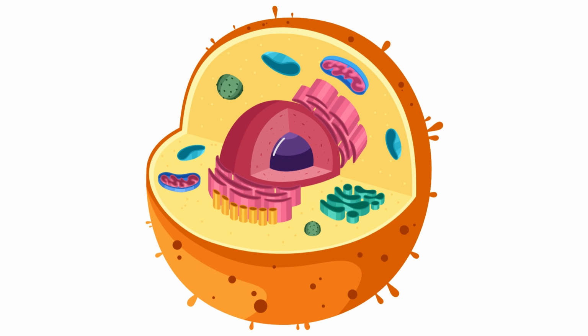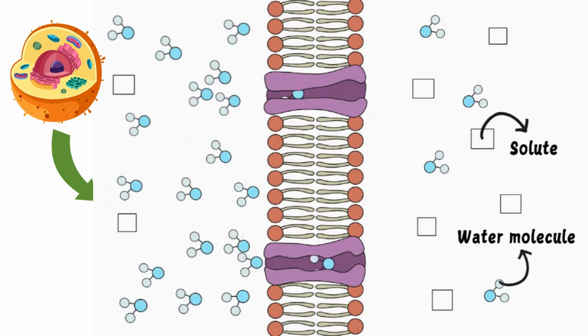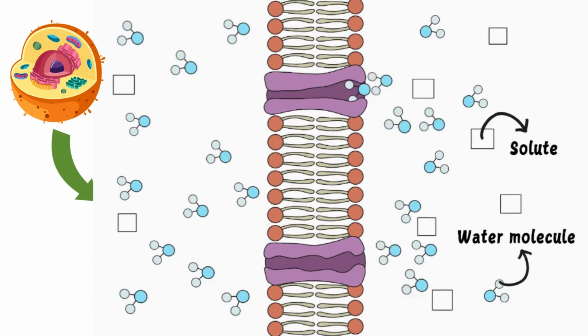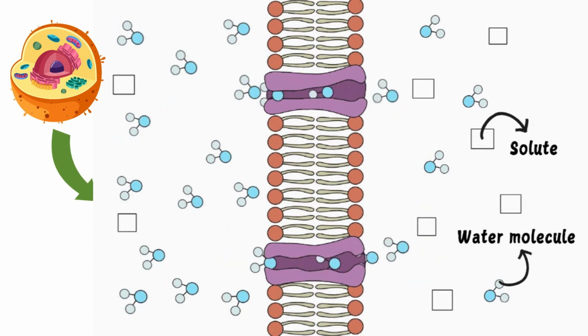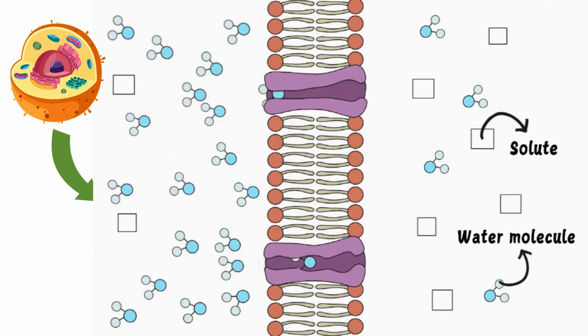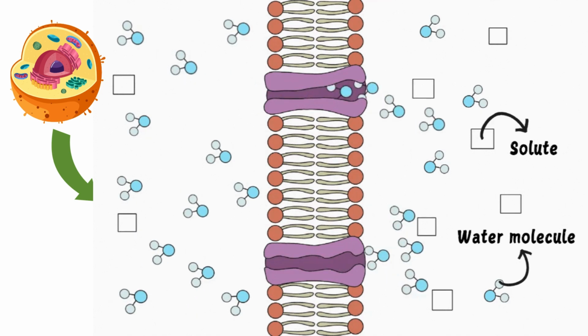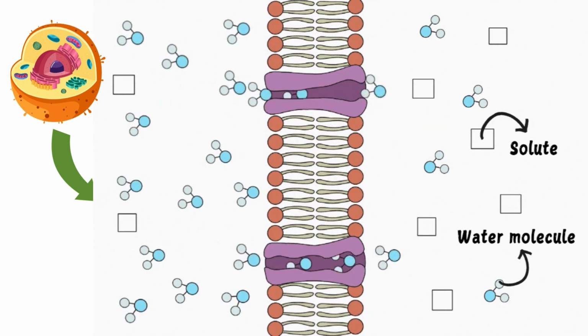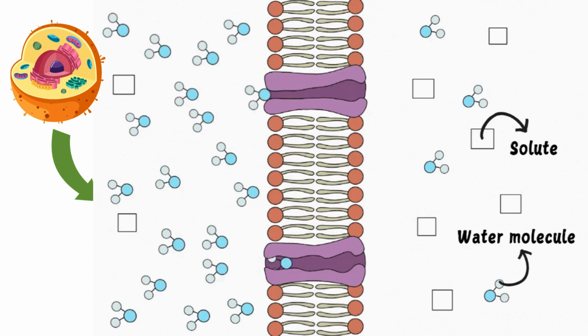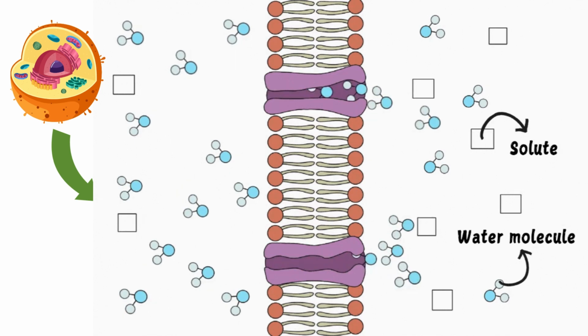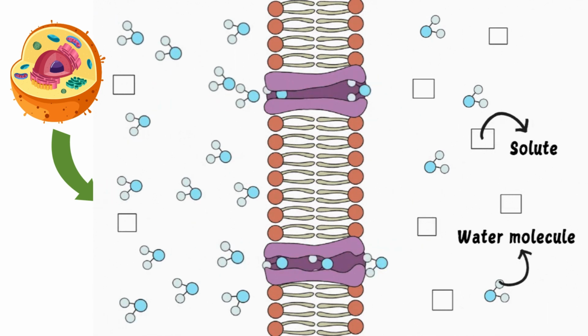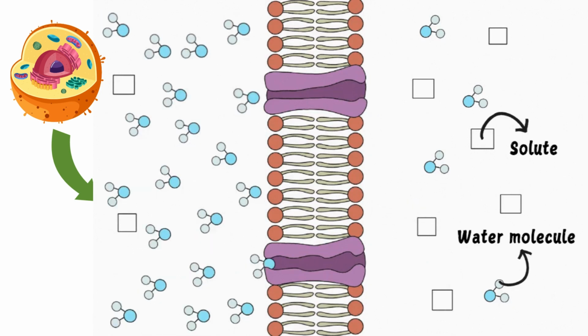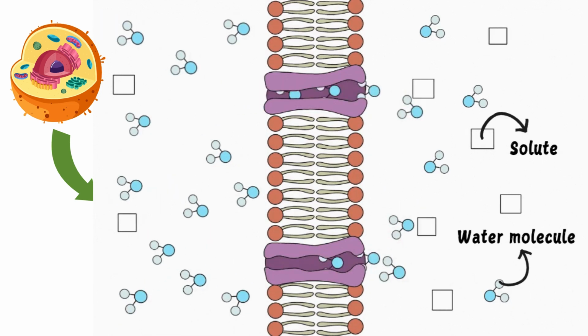Imagine a cell with a membrane that only lets water pass through. On one side, there's a dilute solution with fewer solutes, like salt or sugar, and on the other side, there's a more concentrated solution. The water molecules move through the membrane toward the more concentrated side to balance the concentration of solutes. This movement continues until equilibrium is reached.